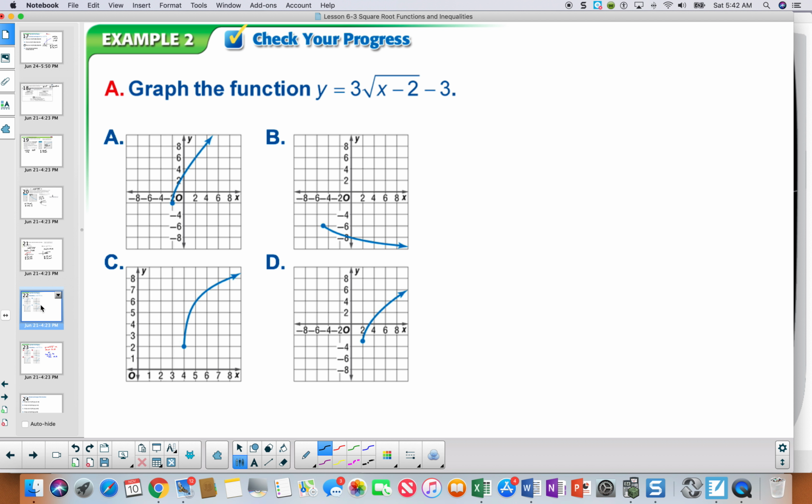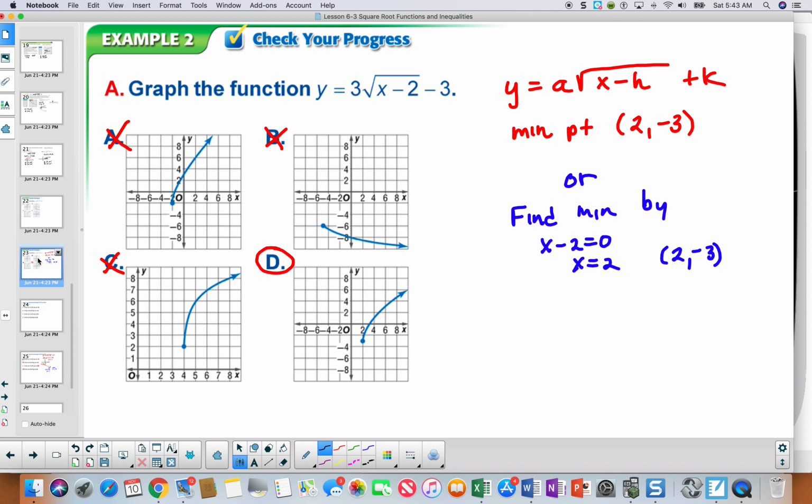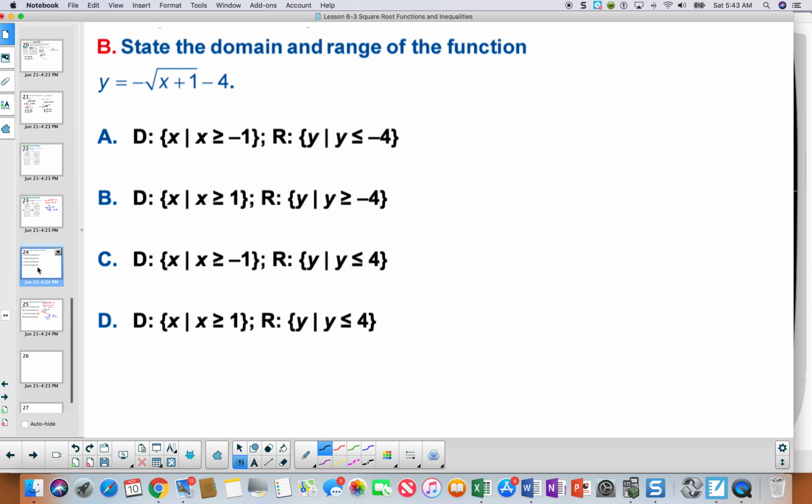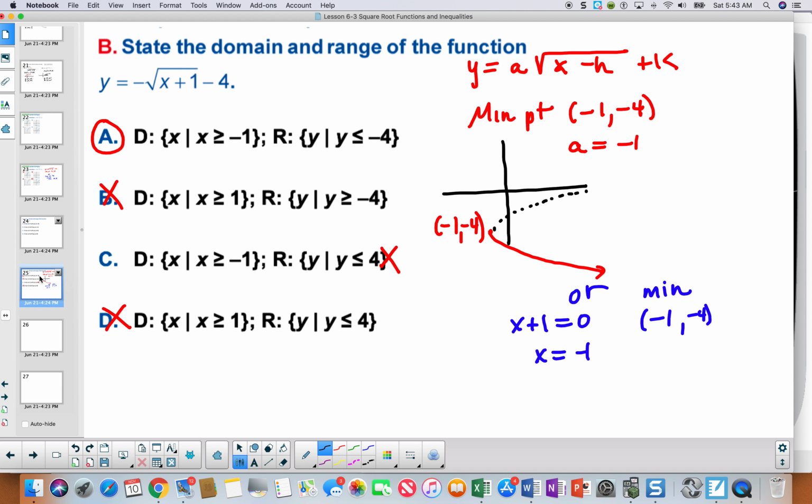Pause, and here's the answer. You can do it with the HK method, or you can do it with just finding the minimum and then going from there. Pause, and here's the answer. You can always put it in your calculator if you're not sure about the reflection.